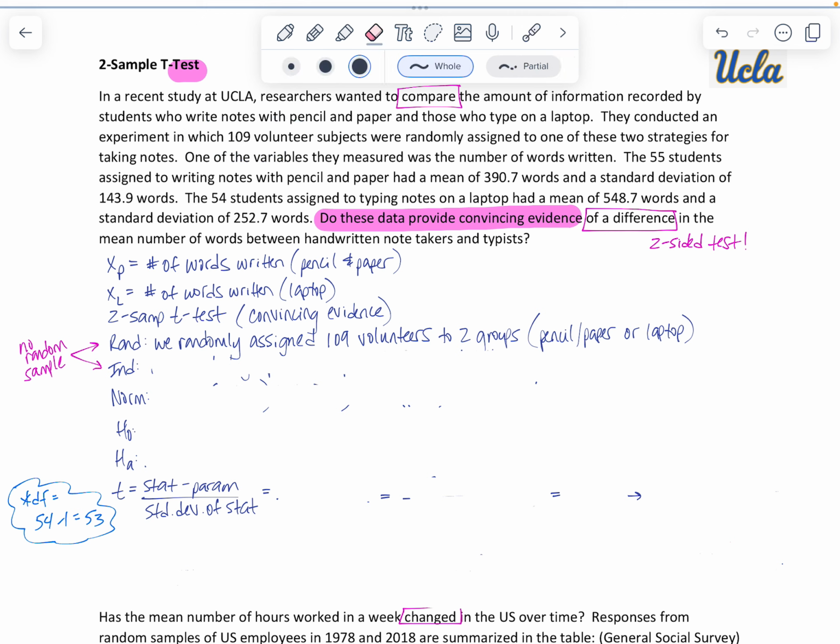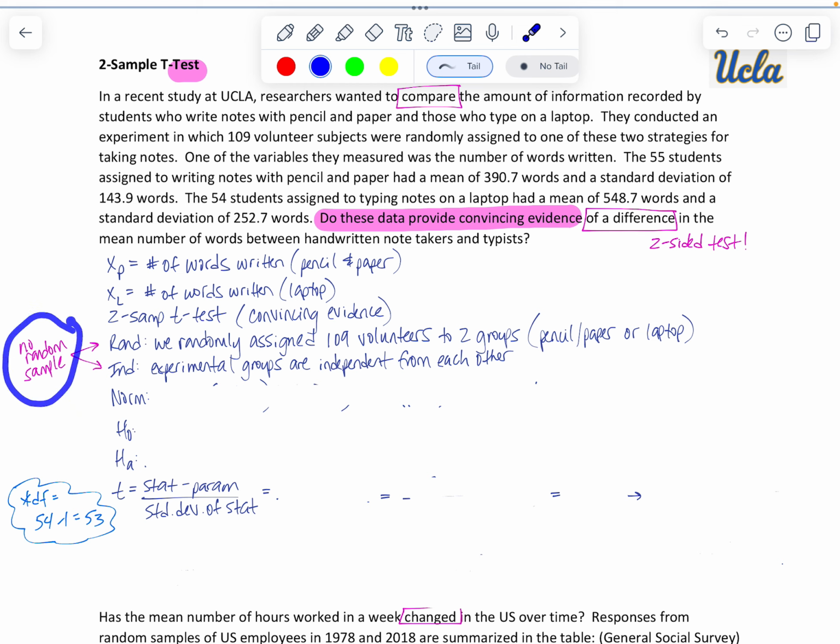So all we have to say here is we have to make sure that our experimental groups are independent from each other. That means that the pencil paper note takers are not having any sort of impact whatsoever on the laptop note takers. Okay, and I made a note to myself here that we did not take a random sample because we have volunteers. That impacts our random condition and our independent condition a little bit.